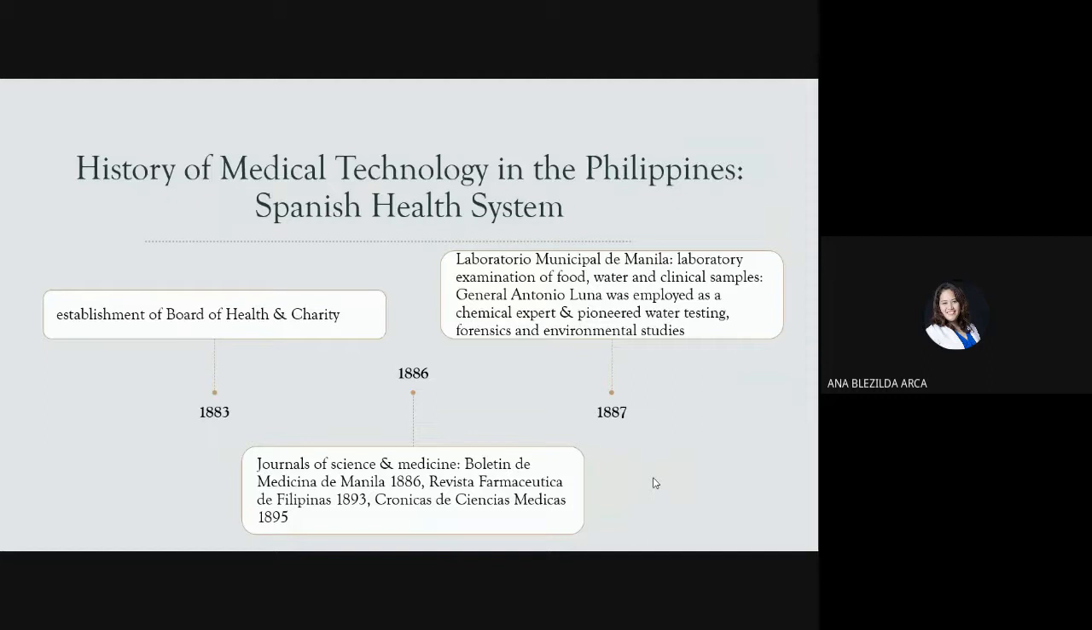And then they also established Laboratorio Municipal de Manila, which is a laboratory for examination of food, water, and clinical samples. Their scientist there is General Antonio Luna, yung ating isa sa mga bayani. He was employed as a chemical expert and pioneered water testing, forensics, and environmental studies.